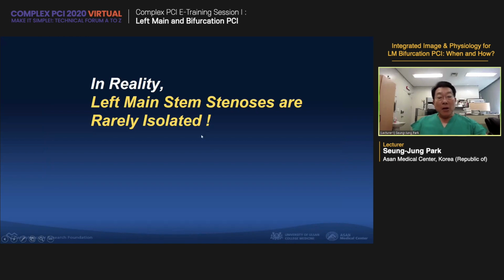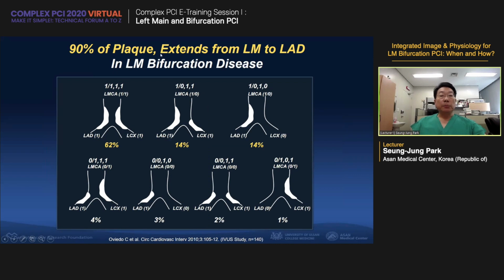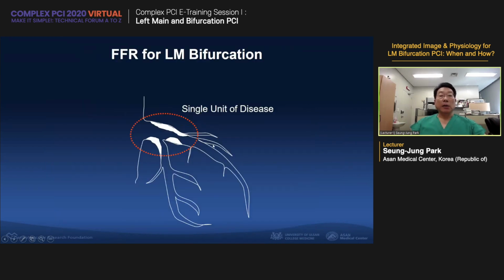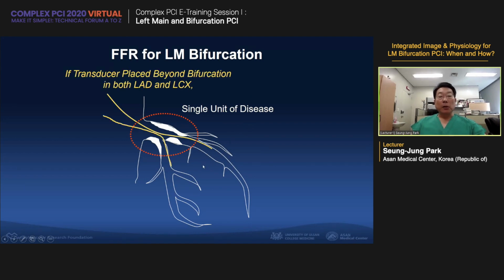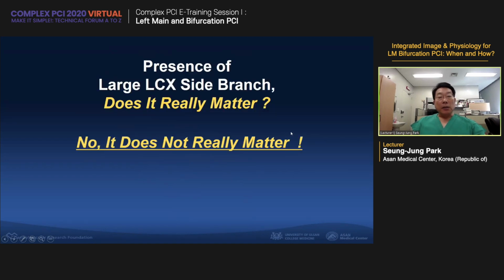However, there is another realistic issue: isolated left main stenosis is very rare. Almost 90% of plaque extends from the left main into the LAD in left main bifurcation disease. Almost 90% of the disease extends to the LAD and circumflex. So I would say left main bifurcation disease is one single unit of disease. And so we can measure the FFR even in the distal downstream disease here. FFR works for positive and negative decisions. So it does not really matter, even in the presence of a large side branch, in practical terms.